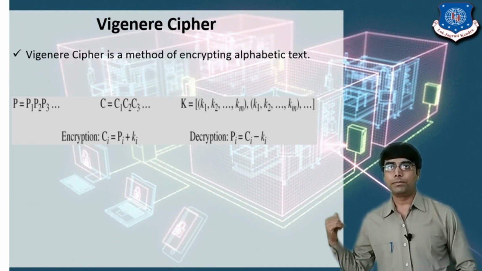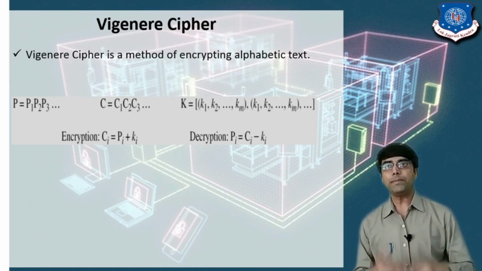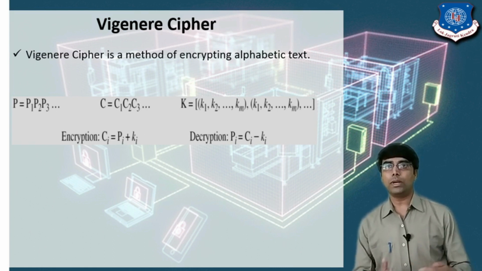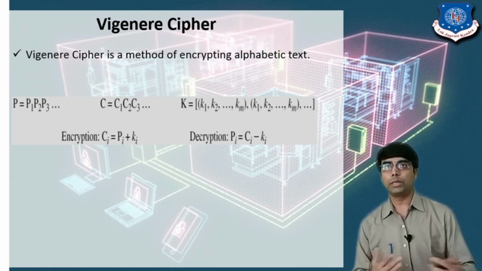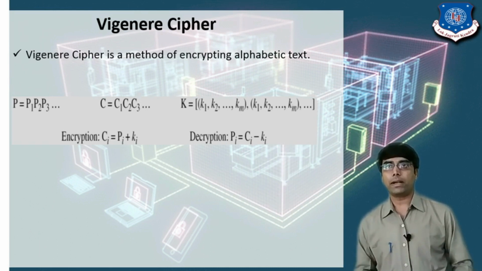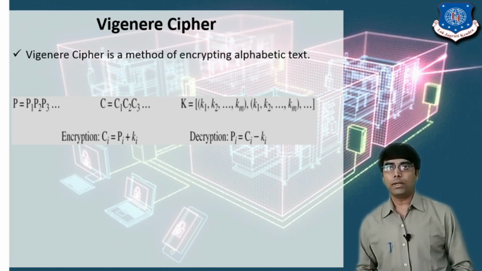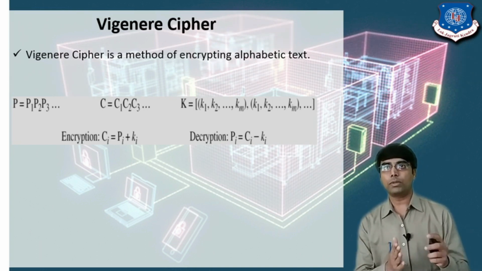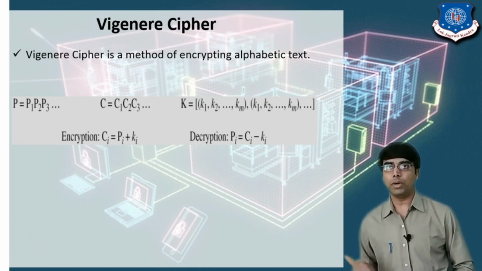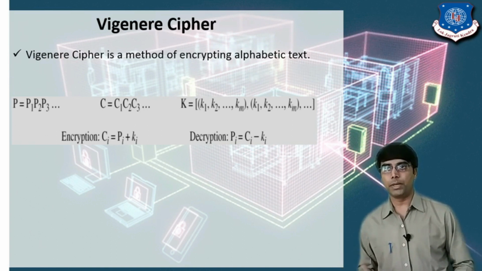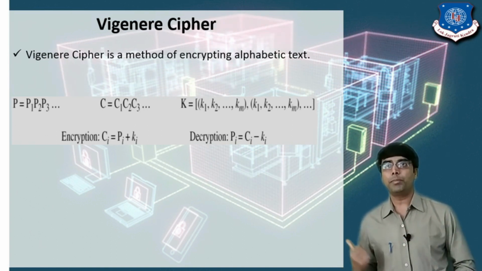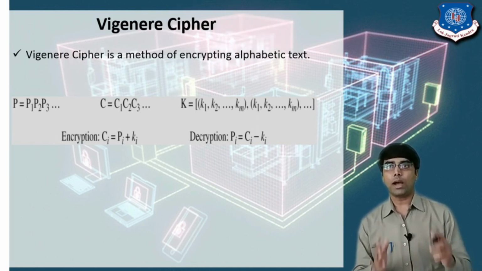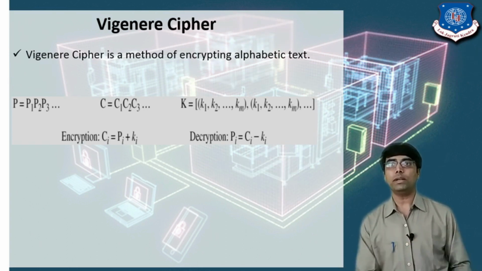So let's see. P represents the plain text, and it is divided into a number of blocks like P1, P2, P3. It means that each and every character is assigned a P value. If you are considering H, the first character of the plain text message is P1, the second character of the plain text message is P2, the third character is P3. Same, C equals C1, C2 up to C3. Now the key equals K1, K2 up to Km.